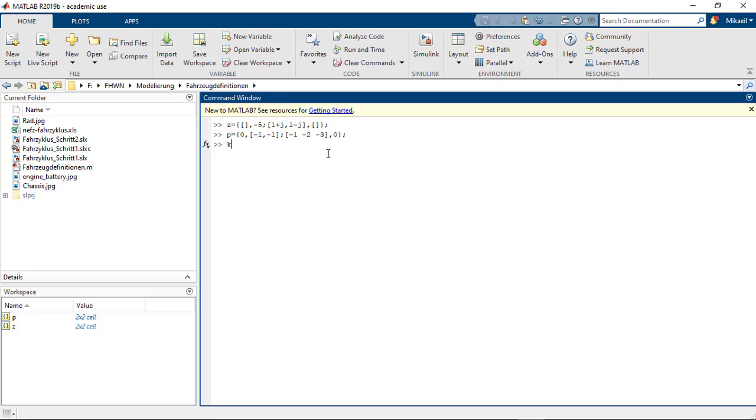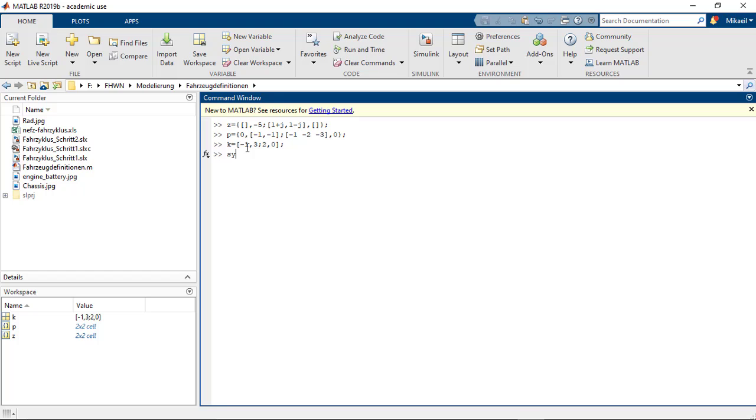And for gains, right here, k, please be careful, because our zeros and poles are cell arrays. Because of this, we have used here braces. But for gains, our gains are a matrix, and we have to use here brackets. And for h11, we have -1, h12, 3, h21, 2, and h22, 0.